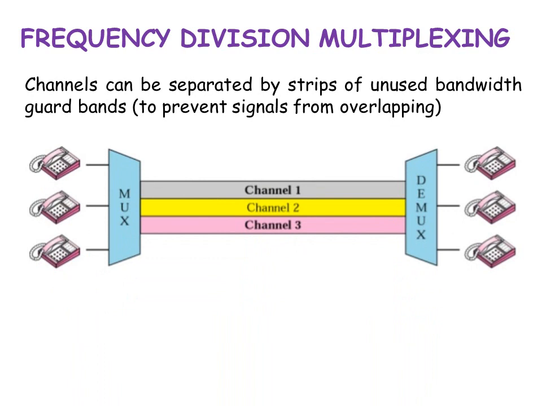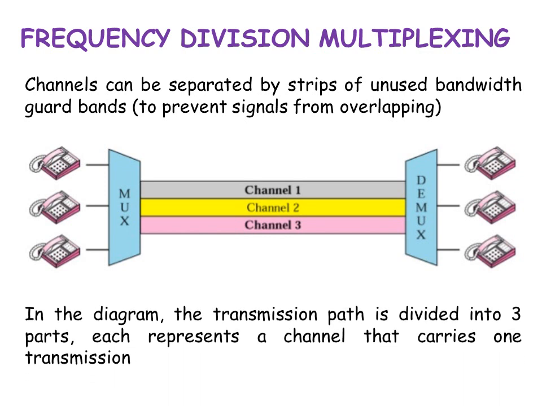Now you have a diagram which shows how frequency division multiplexing works. As we said in the previous slide, to prevent signals from overlapping, we are going to have three channels. For example, if you have three telephone contacts given to a multiplexer, they are sent separately by three channels in order to avoid overlapping, and they are received by three telephones again. In this diagram, the transmission path is divided into three parts. Each represents a channel that carries one transmission.